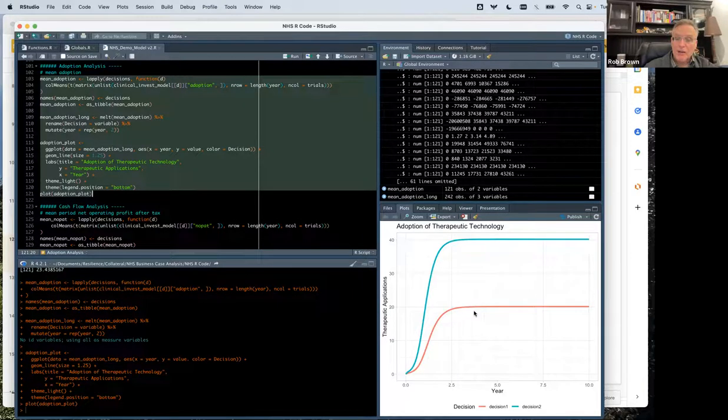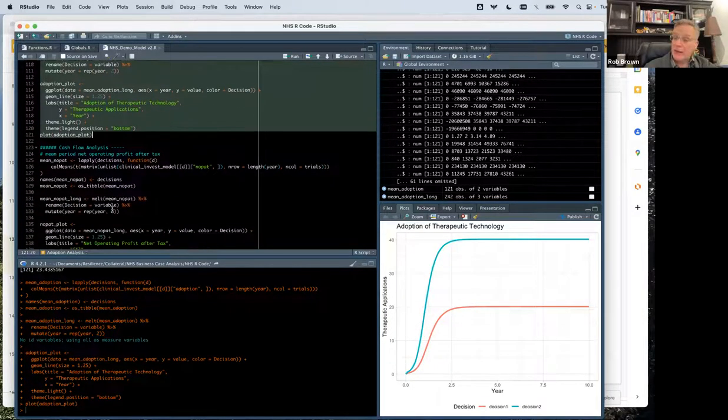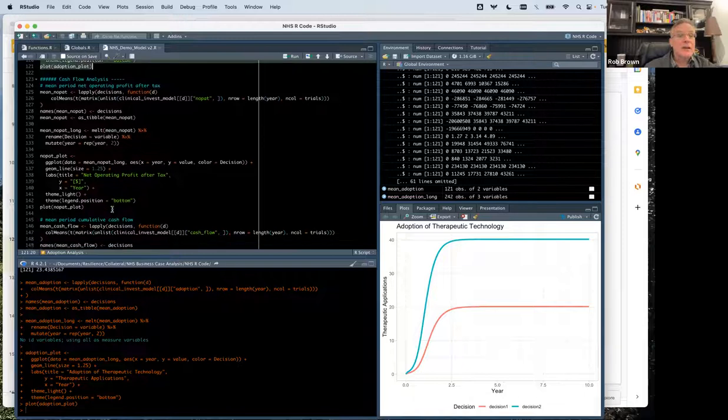So adoption decision number one is showing us that we reach up to a stable number of services per month of about 20 services a month. Decision two gets us up to about 40 service applications per month. And you might be thinking right now, oh, well, this clearly shows that decision two is better than decision one because I'm able to actually help more people at a faster rate. That may or may not be the case in the end, but we'll look.